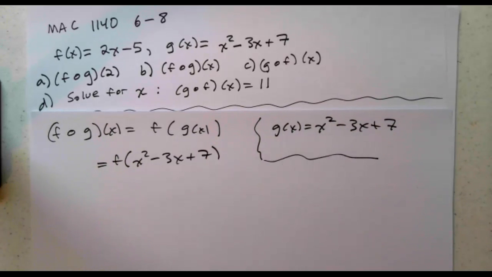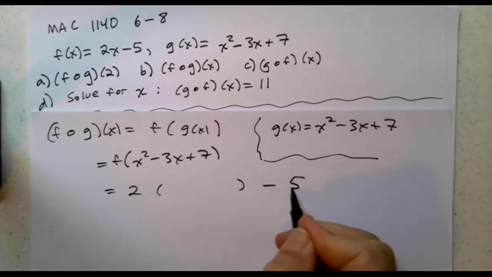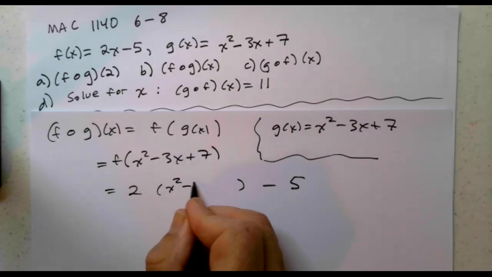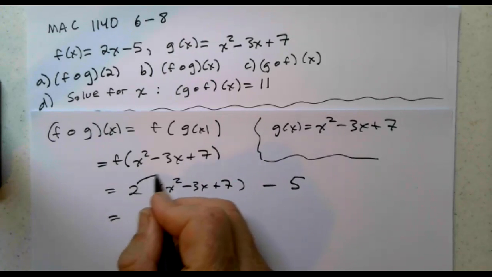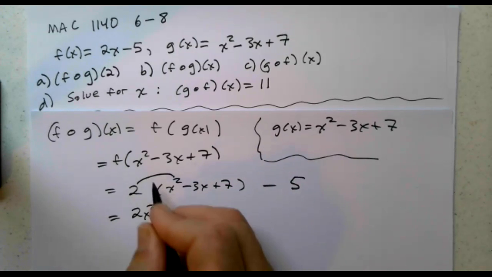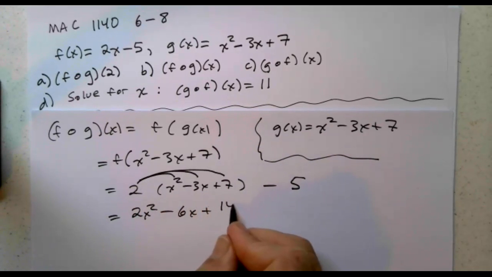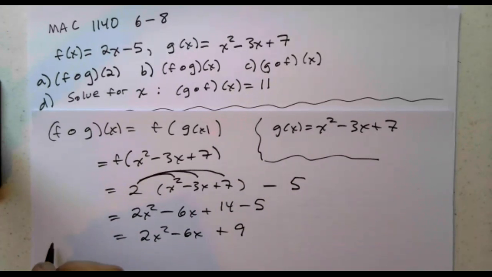But what does f do? F of x is 2x minus 5. So f of something is 2 times something minus 5. What is my something here? My something is x squared minus 3x plus 7. So 2 times x squared minus 3x plus 7 minus 5. Now let's distribute this. So 2 times x squared is 2x squared minus 2 times 3x is 6x, plus 2 times 7 is 14, minus 5, and I get 2x squared minus 6x plus 9 is f circle g of x, same as f of g of x.